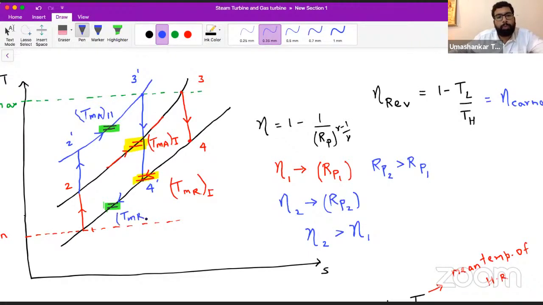So if you observe, in comparison to the first cycle, when we have increased the pressure ratio in the second cycle, our TMA, mean temperature of heat addition, increases. Our TMR, that is mean temperature of heat rejection, decreases.